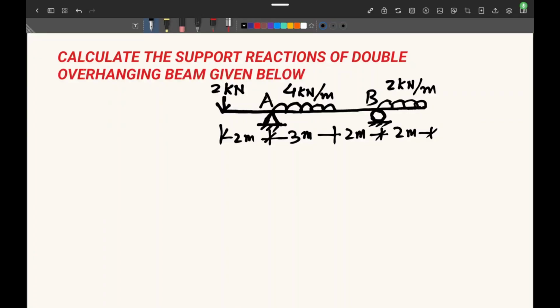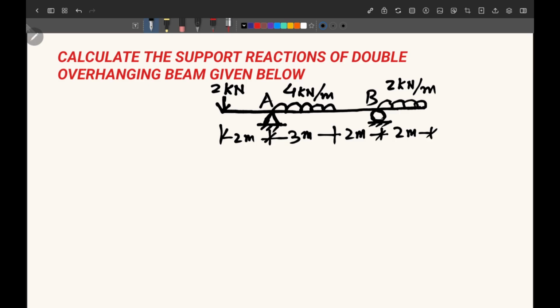In this question, we will learn how to calculate the support reactions of a double overhanging beam. Now, in this beam which is given below, we have two supports. One is pin support at A and there is a roller support at B. But if you see that on the left hand side of A there is some overhanging portion which is not supported. This is known as overhang.